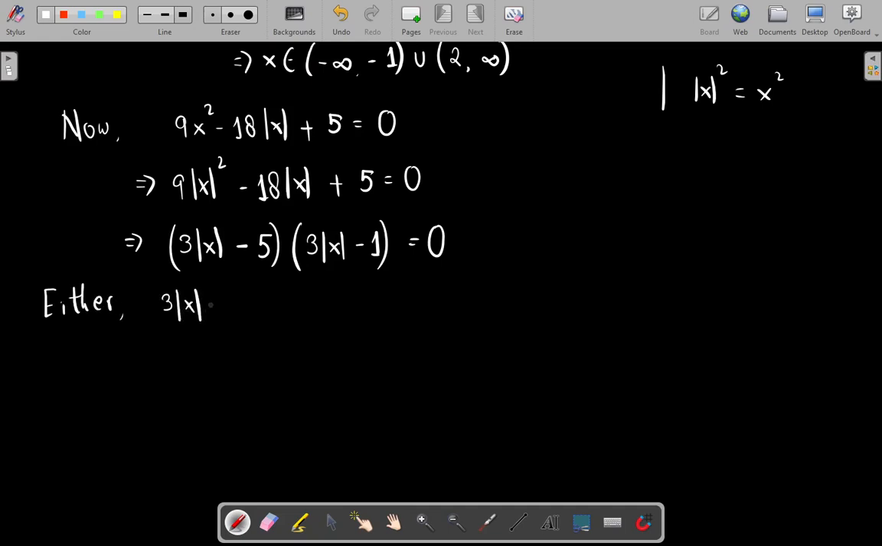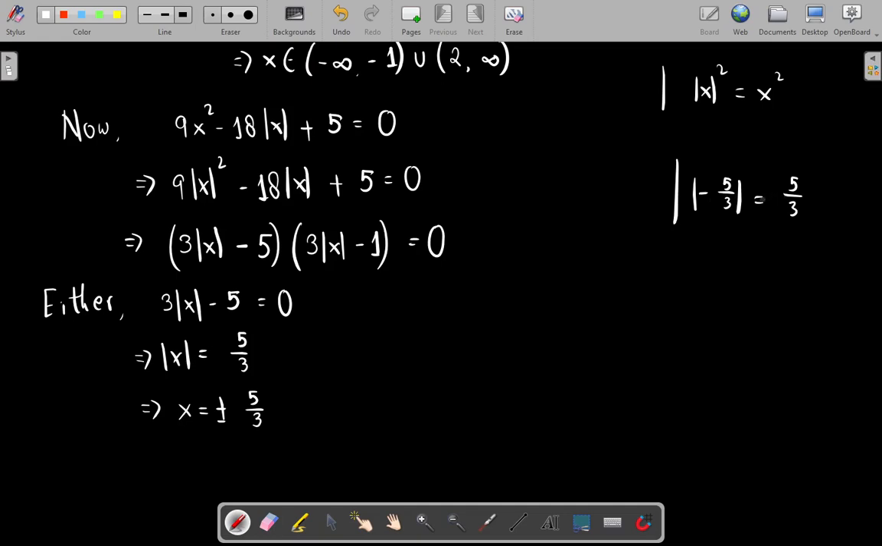So this implies either we have 3 times mod x minus 5 is equal to 0, which implies mod x is equal to 5 upon 3, and this implies x can take values plus or minus 5 upon 3. Okay, because mod x only gives the positive value, right? If we take the mod of minus 5 upon 3, this will only give 5 upon 3, right? And the positive value will always give the positive value. So if mod x is positive, by definition it is positive, x can take both positive and negative value.